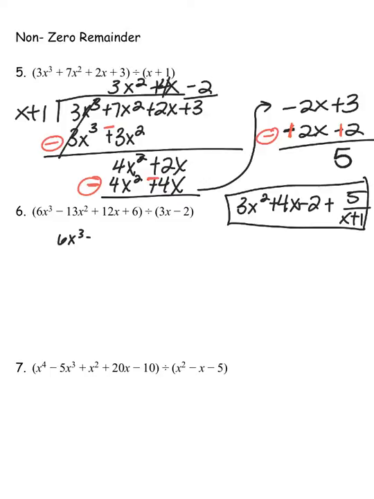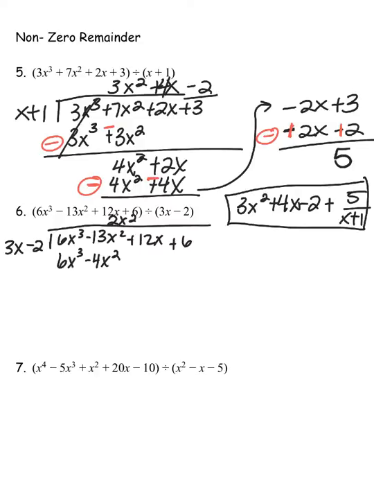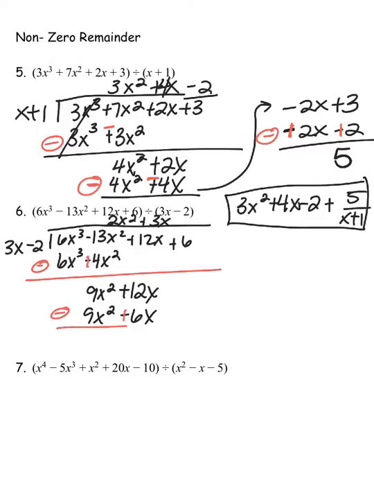So 6x cubed minus 13x squared plus 12x plus 6 divided by 3x minus 2. So I get 2x squared. That's how many times that goes in there. So I get 6x cubed minus 4x squared. I'm going to subtract, change my signs, and I get 9x squared plus 12x. 3 goes into 9 3 times, so plus 3x. So 9x squared minus 6x, subtract, change my sign.